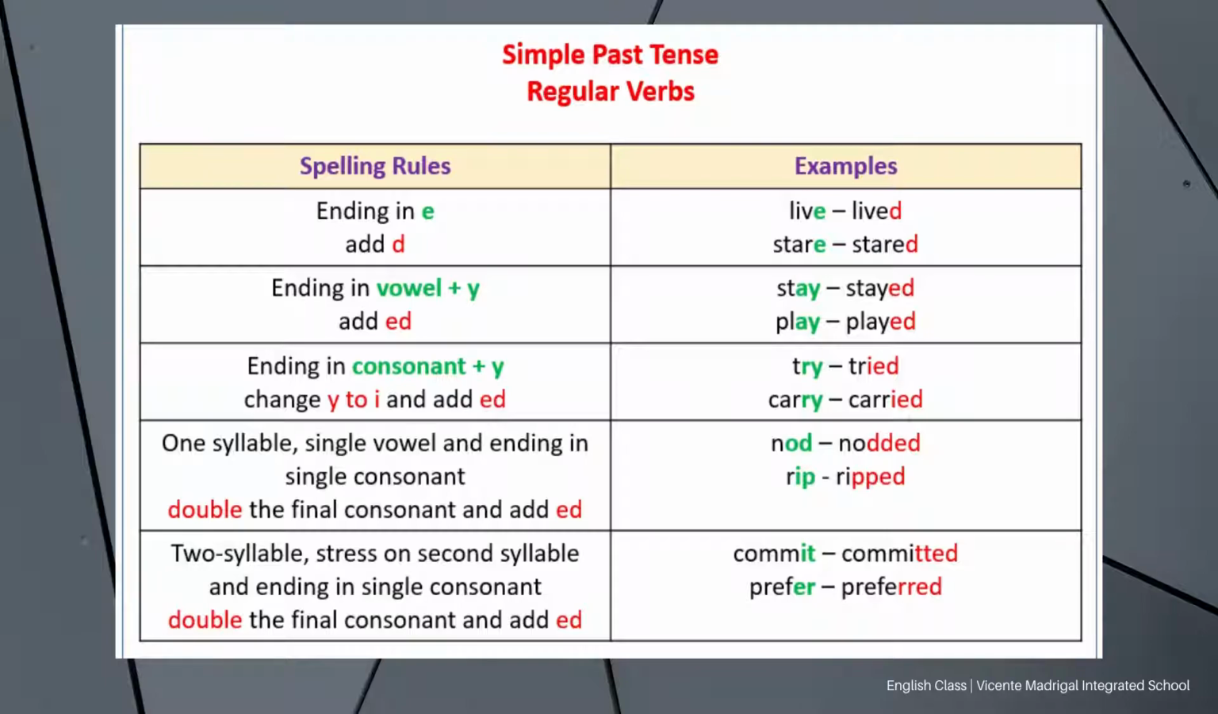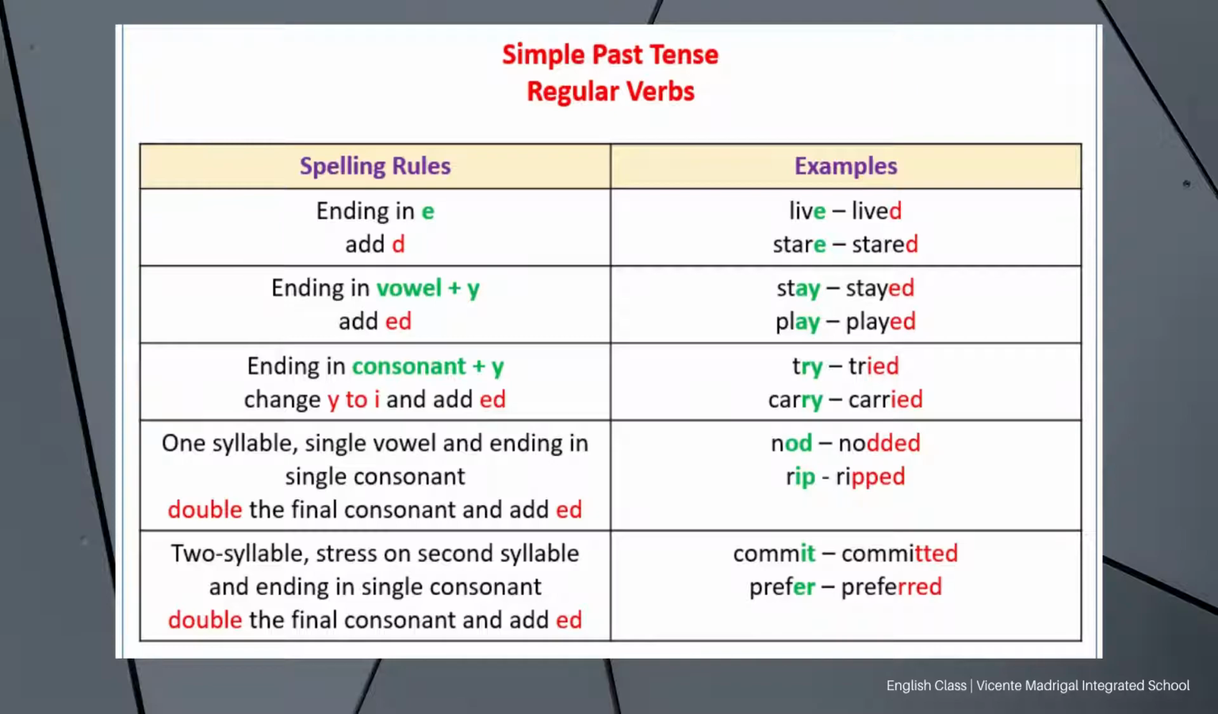Ending in e, add d, like the verbs leave, lived, stare, stared. Ending in vowel plus y, add ed: stay, stayed, play, played. Ending in consonant plus y, change y to i and add ed: try, tried, carry, carried. One syllable, single vowel, and ending in single consonant, double the final consonant and add ed.